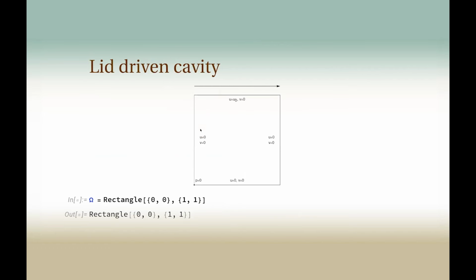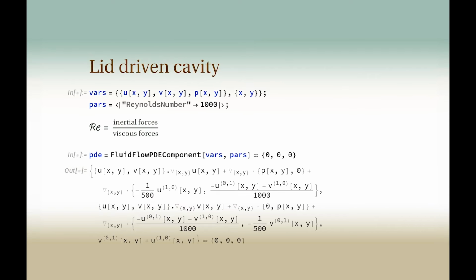And we have a wall here, another wall here, another wall here. And on top, we basically have a conveyor belt moving fluid to the right, but not across this edge here. So we specify a rectangle. We specify the variables U, V, and P. Those are now the dependent variables, the velocity in the X and the Y direction, basically. And the pressure is what we're interested in.